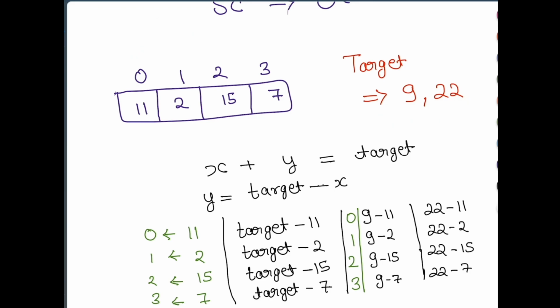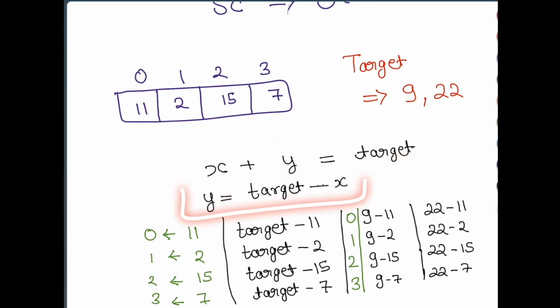Now before we start understanding the process, let us try to understand a very basic mathematical formula. In this particular input, we are asked to find out two numbers such that their sum is equal to our target, right? For example, to find out 9, we can say 2 plus 7, or to find out 22, we can say 15 plus 7, right? Now this formula is x plus y, where x is our first number, y is our second number, is equal to target. This is what we need to find out. Now I can also say that y is equal to target minus x, right? This is the simple thing.